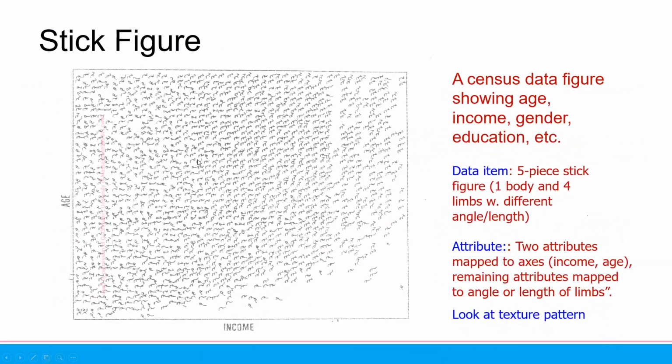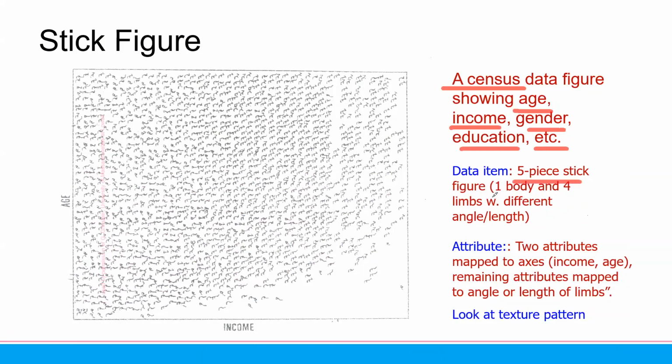Another way to use the icon is the stick figure. The stick figure shows a census. This census data shows the age, income, gender, education, etc. in one visualization. So the data item is like a 5-stick.